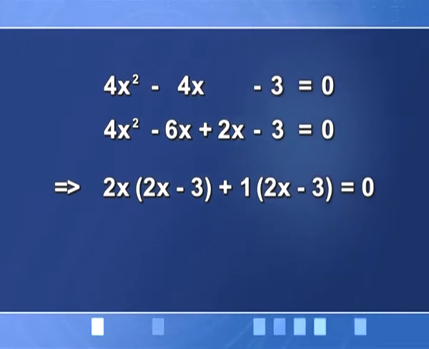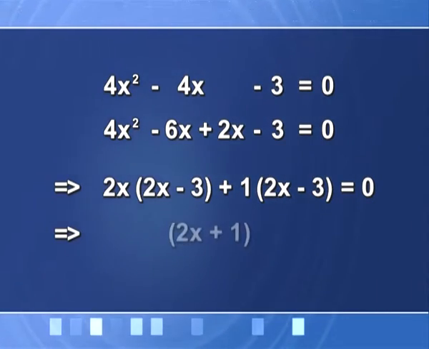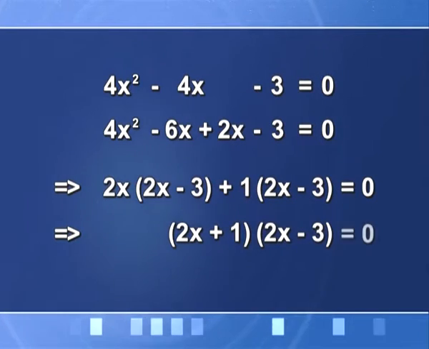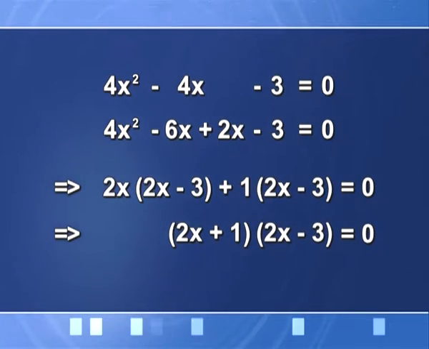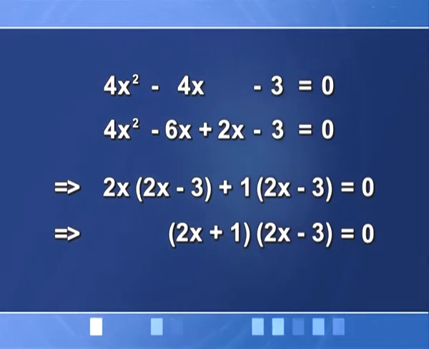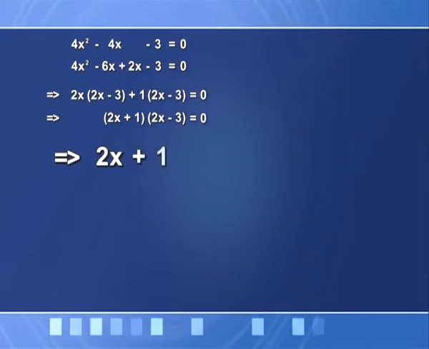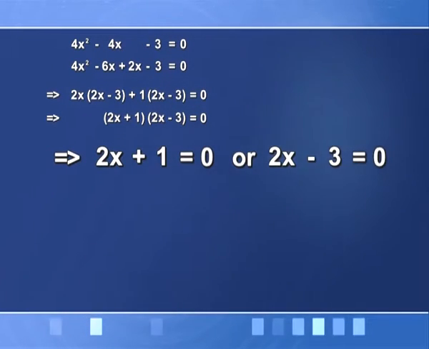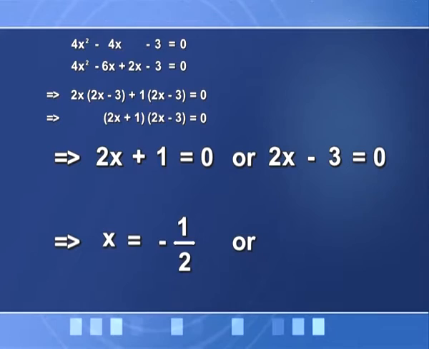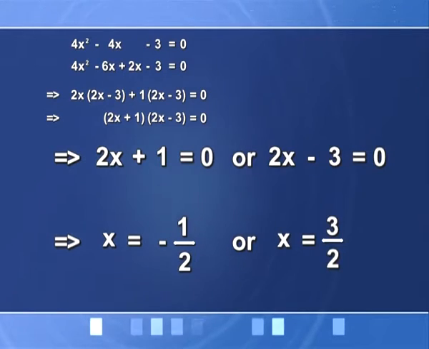So, in the two groups I get 2x minus 3 as a common factor, which gives me (2x + 1)(2x - 3) = 0. Now, remember once again, whenever two factors when multiplied together give me 0, then at least one of them has got to be 0. So, here 2x + 1 = 0 or 2x - 3 = 0. 2x + 1 = 0 means x = -1/2, and 2x - 3 = 0 gives me x = 3/2.